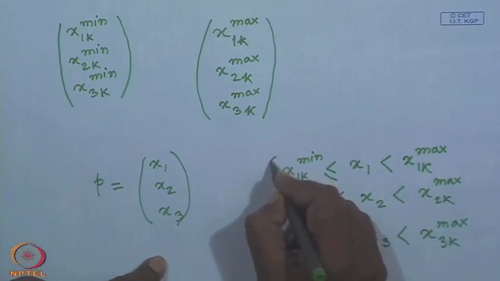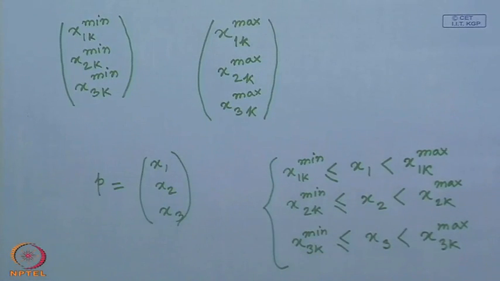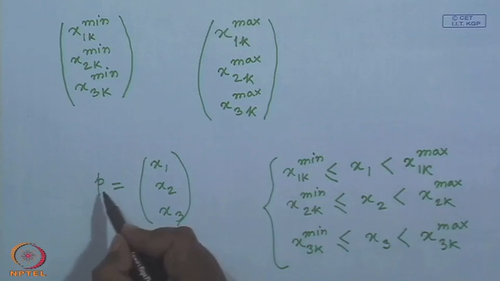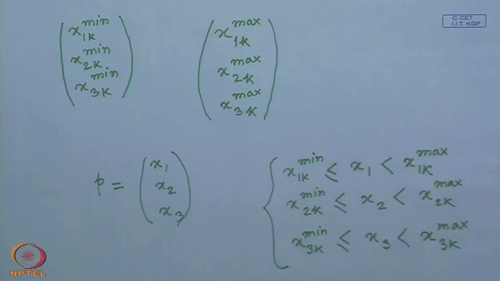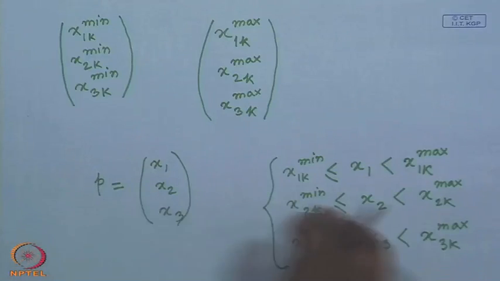If all these 3 conditions are satisfied simultaneously, then only I can say that this point P falls within the kth bin. For whichever bin all these 3 conditions are simultaneously satisfied, the point P falls within that particular bin. So, by using this, given a set of 3-dimensional vectors, I can find out how many of these vectors are falling under which bin.